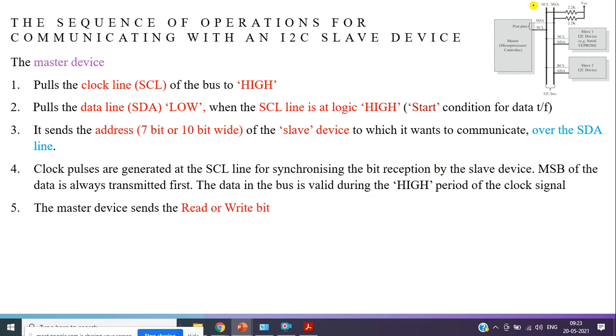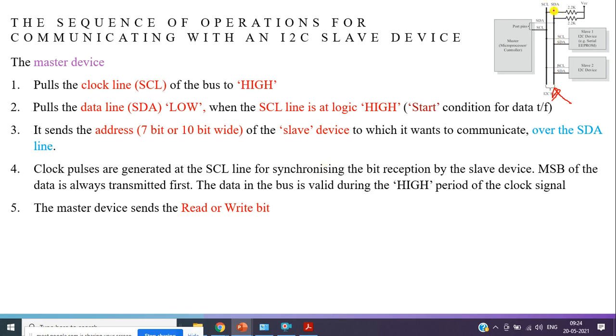Now, at the same time, the data is going to be transferred onto the SDA bus. This data that is present on the SDA bus is valid as long as SCL is logic 1. Okay, that's what the fourth point says. Next, fifth point, the master device sends the read or write bit.